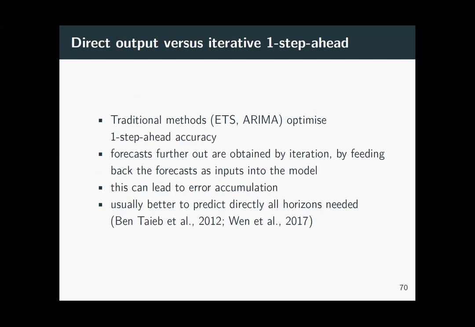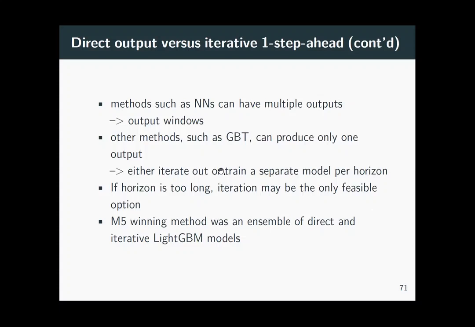Okay, one quite important other point I want to make is this direct output versus iterative one step ahead. So these traditional methods, ETS, ARIMA, they all optimize for one step ahead accuracy. And now if you predict further out, let's say you have a daily forecast, you predict 1 to 24 points out, you feed back the forecast into the model. That can lead to error accumulation. And it's often better to predict all the horizons needed. Methods like neural networks can have multiple outputs. They can have output windows.